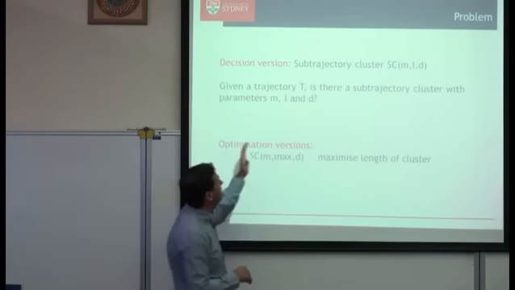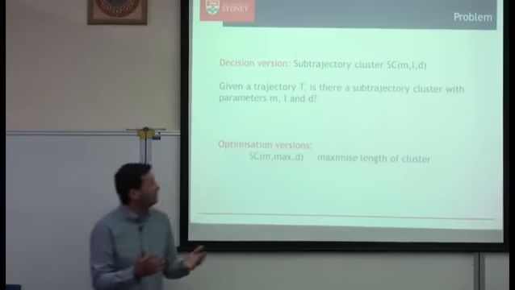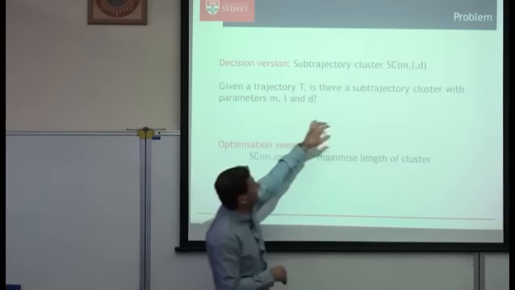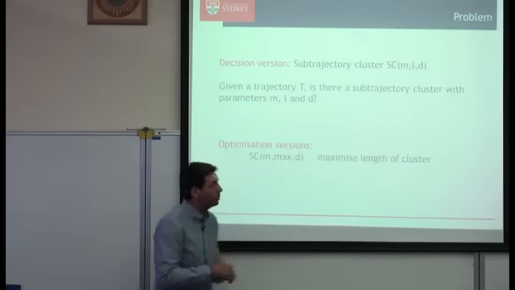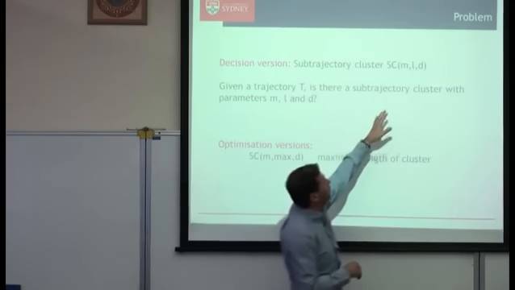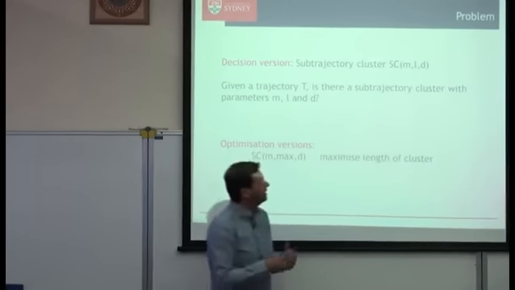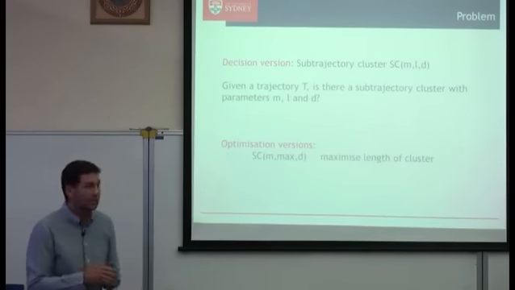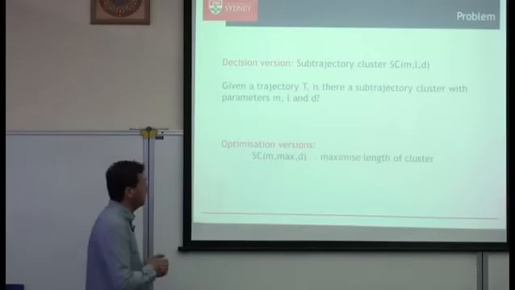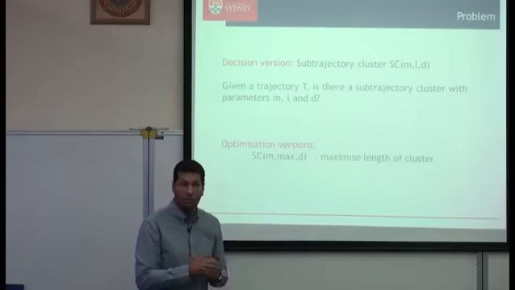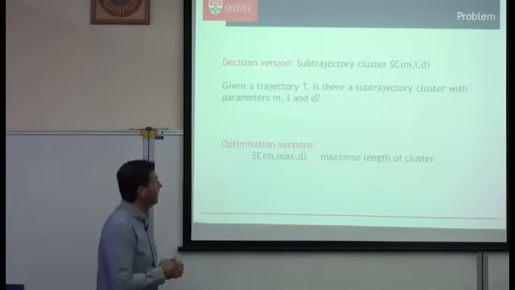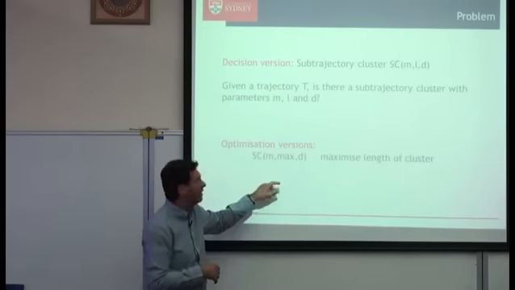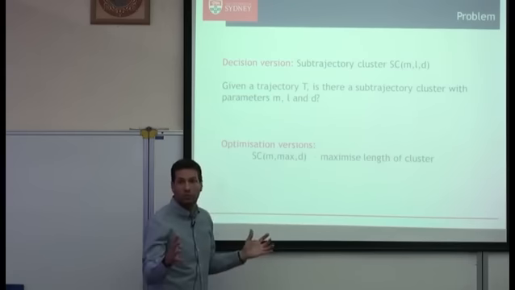Okay, so this decision version: is there a subtrajectory cluster of T that contains at least M subcurves? The length of the longest subcurve has to be at least L, and the distance between every pair of curves is at most D. Okay. And then, of course, there's an optimization version also.